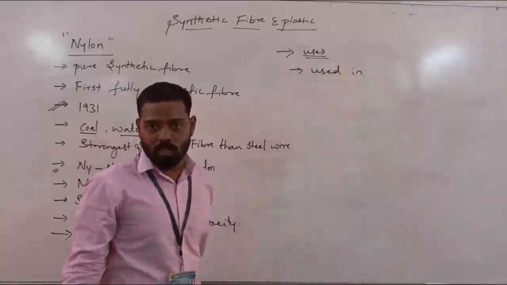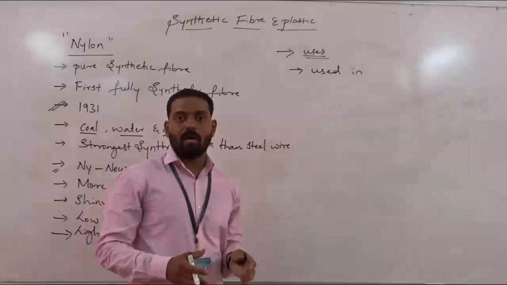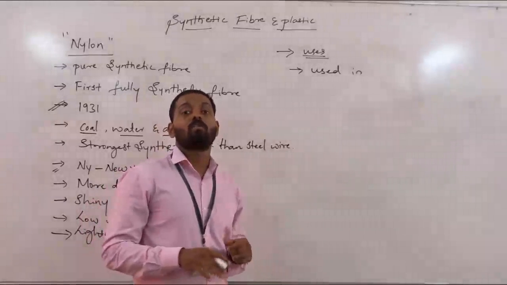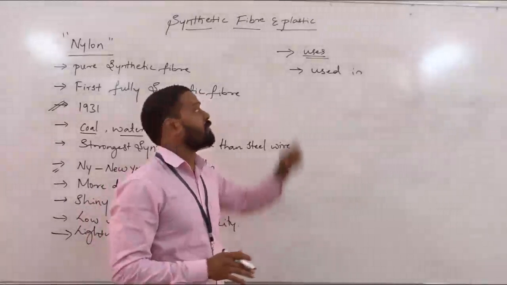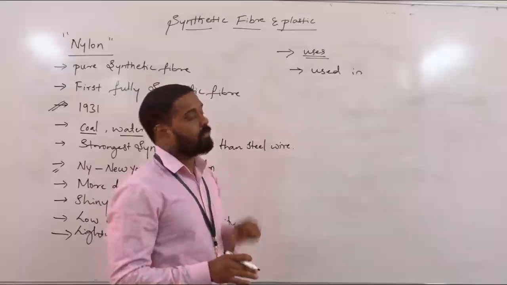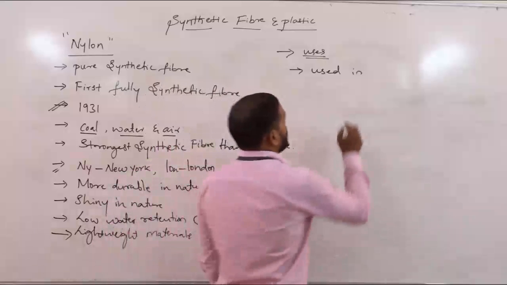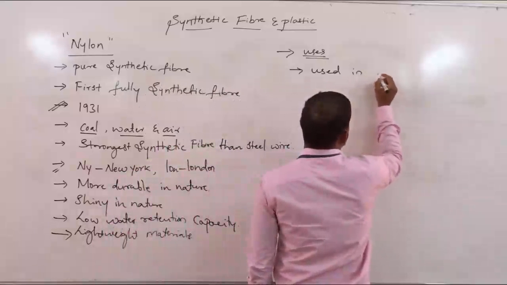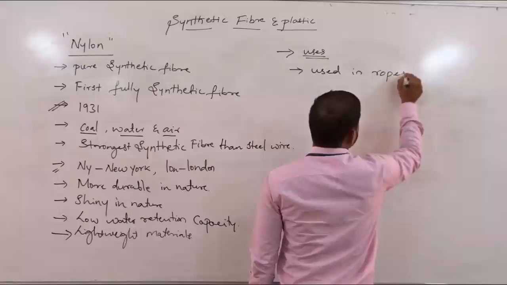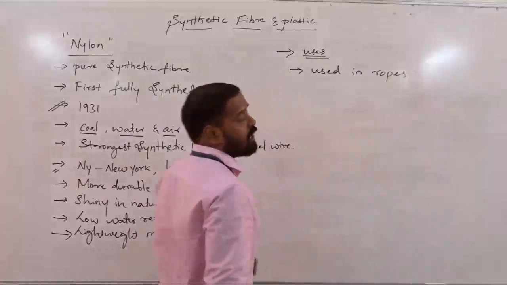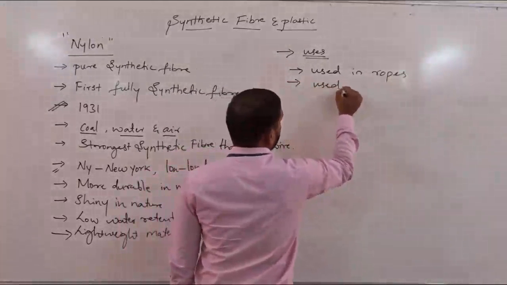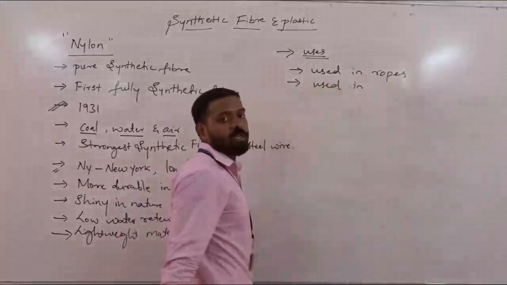manufacturing of ropes. You can see that today in the market varieties of ropes are there, yes or no? Most of the ropes are manufactured from nylon. Nylon is a strong material, that's why we can manufacture ropes. Nylon is used in manufacturing of ropes. Okay. Next, nylon is used in manufacturing of parachutes.